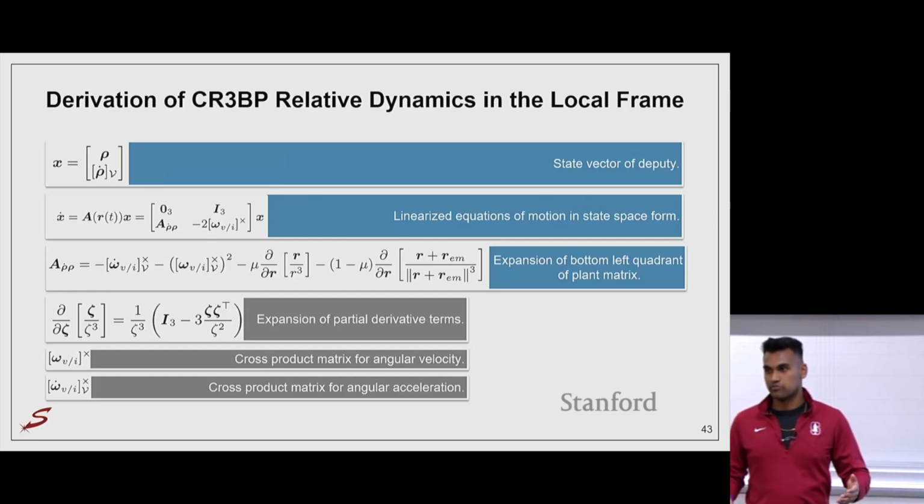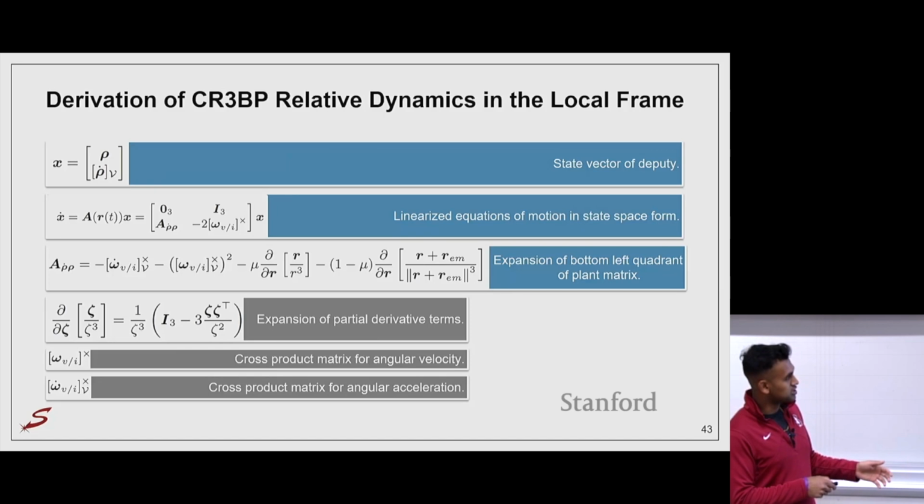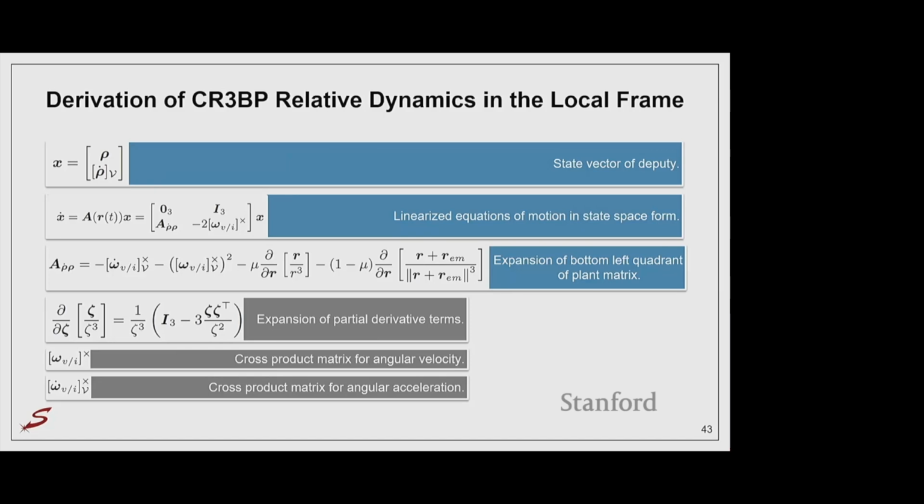Taking it out is a simplification. That's why we have this expansion here, partial derivative terms. But the key takeaway here is that we're able to isolate the state vector, the rho and rho dot, in a way that allows us to represent it in a linearized state space form.